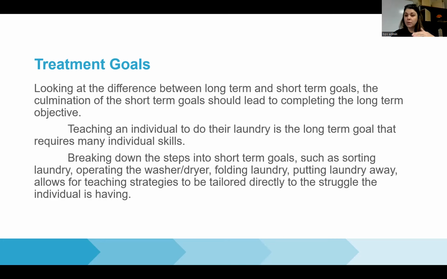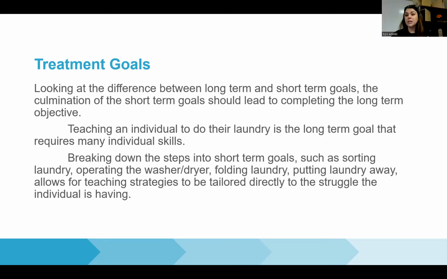When we are looking between the long-term and the short-term goals, what we want to make sure is that the short-term goals in culmination will lead up to those long-term goals. We are all striving toward that same destination. If we're looking at a skill like doing laundry, there's a lot of pieces that go into learning to be independent and completing all of the steps. But if we break those steps down into short-term goals, like first I have to sort the laundry, I have to learn to operate the washer and dryer, I have to learn how to fold the laundry, eventually put it away, unless you're like my children and you just live out of a laundry basket.